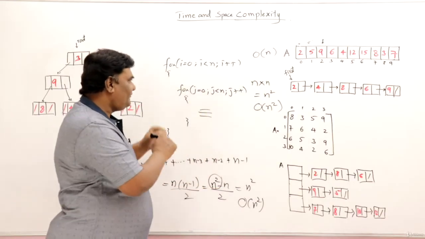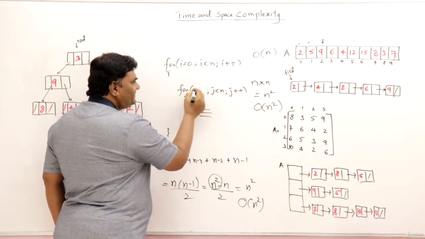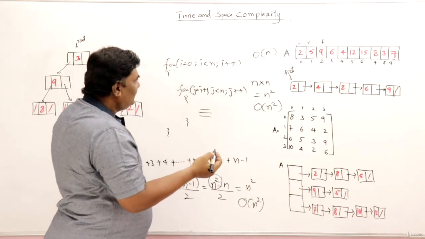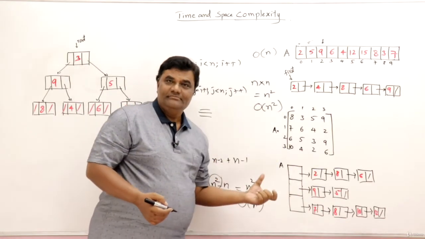If I write the same thing in the form of a for loop, then this j will not start from 0, but j will start from i plus 1. See, now again it is two nested for loops. So at most this will take n square time.